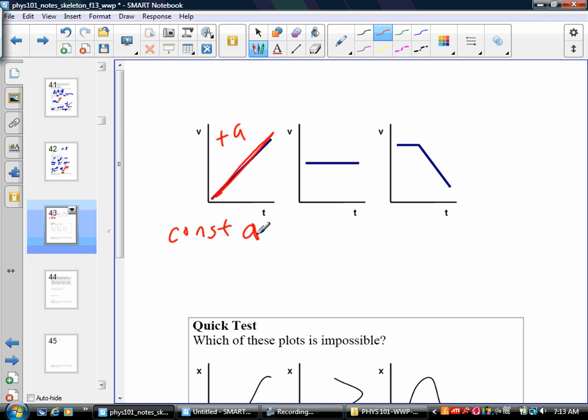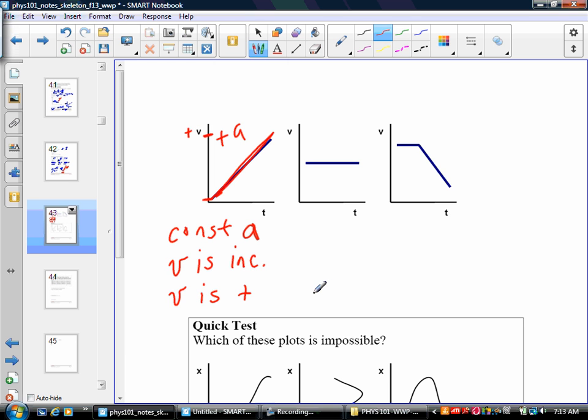Constant positive acceleration. That also means that the velocity is increasing. And I can see that because here the velocity is low and here the velocity is big. And also the velocity is positive, which I can see because the line here is in the first quadrant of the Cartesian coordinate system, which gives me a positive velocity. That is, this is the plus v axis.